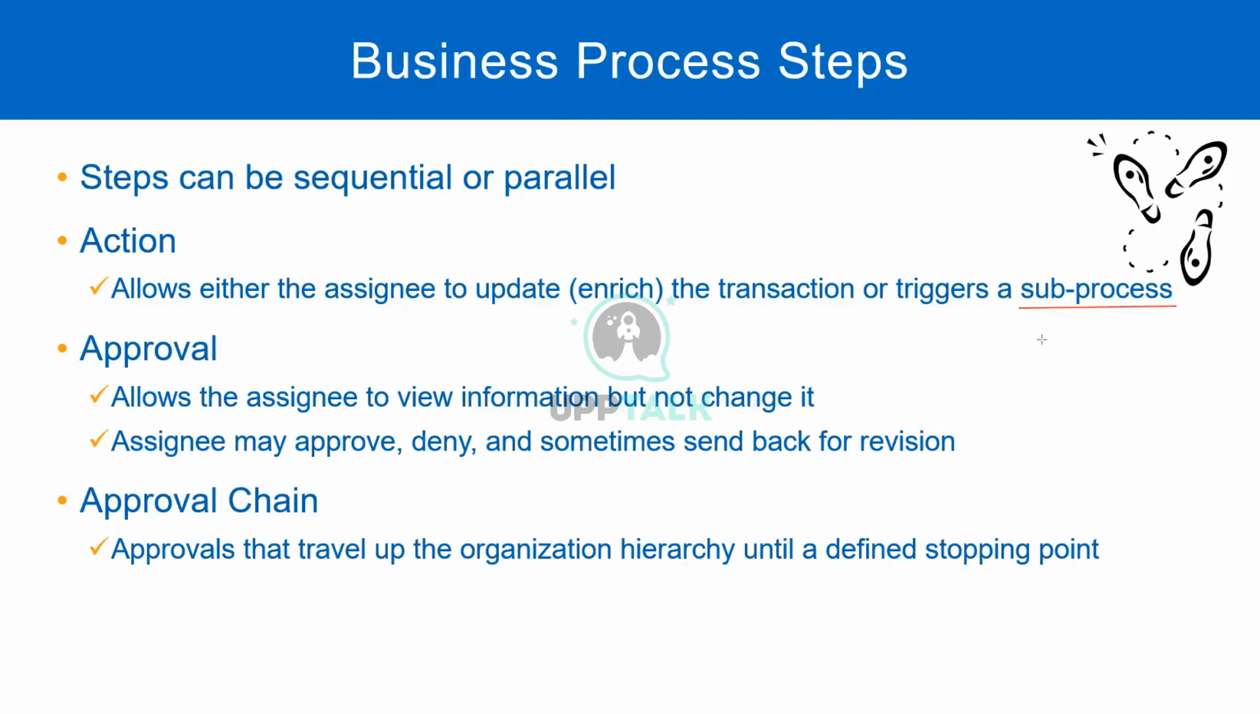Now the middle one is the approval chain. The approval chain is the type of task that we can use to configure approvals that travel up the organization. Let's say you need 2 levels of approvals. Then what can you do?